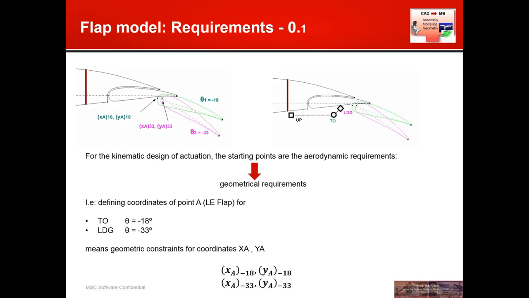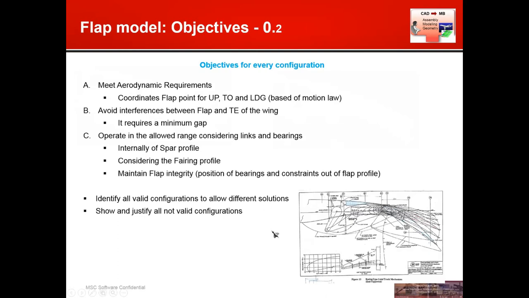And these requirements must be achieved without any problem of impact, clearance with the wing, any problem of actuation, and any problem of failure due to the structural problems, etc., etc. So it is not easy. We have to start at least allowing the movement of the flap. And we have in front of us only these requirements.